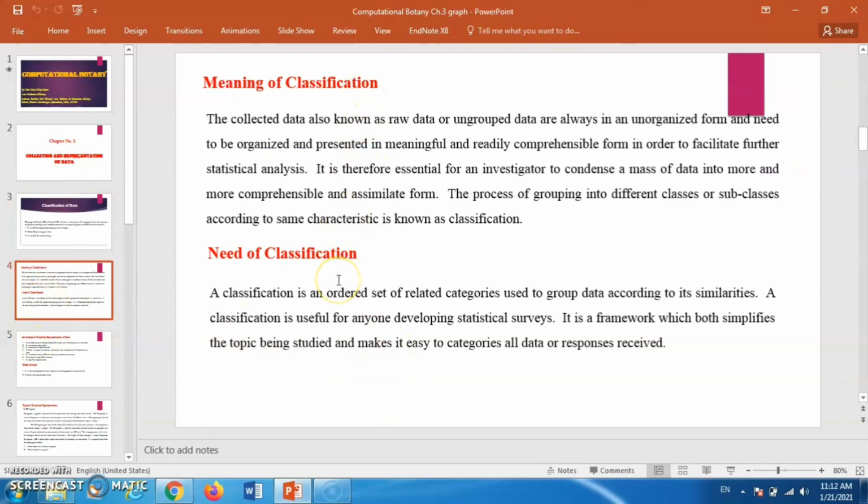Meaning of classification. The collected data, also known as raw data or unorganized data, are always in an unorganized form and need to be organized and presented in a meaningful and readily comprehensible form in order to facilitate further statistical analysis. Incomplete information is not useful to draw the correct conclusion. So for that we have to classify and categorize whatever information we have collected.